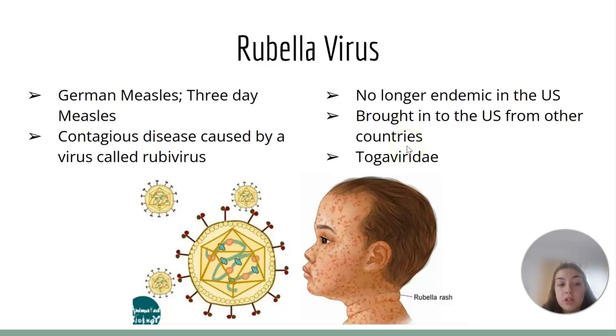This is a positive stranded RNA virus that causes fever and rash in mammals, and it can also cause other things such as arthritis and encephalitis. So we no longer see the rubella virus as endemic in the United States, and we can see that it is brought into the United States from other countries that don't have as many vaccines and are prone to disease.